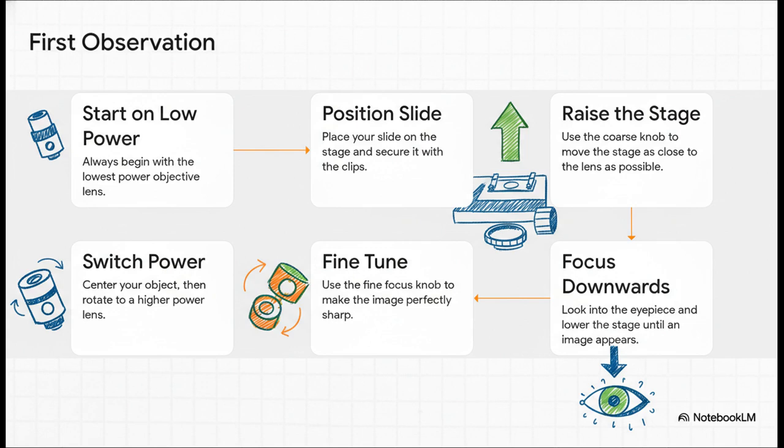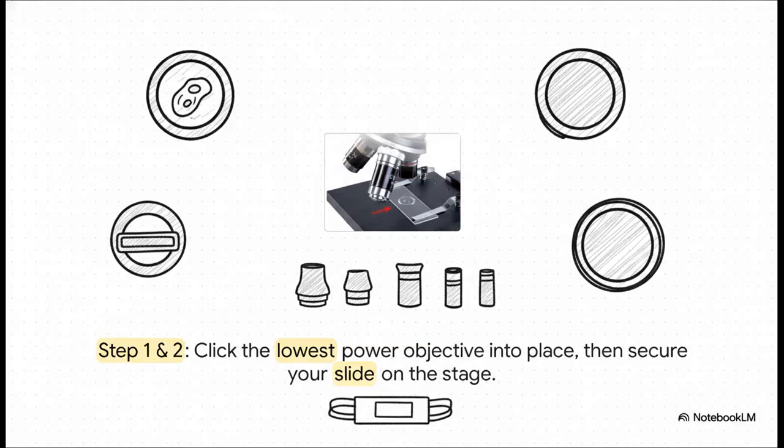Seriously, this process will work for you every single time. All right, first things first, and this is a big one. Always, and I mean always, start with the lowest power objective lens clicked into position. Why? Because it gives you the widest view, which makes it so much easier to find what you're looking for. Then, just place your slide on the stage and gently secure it with the clips.